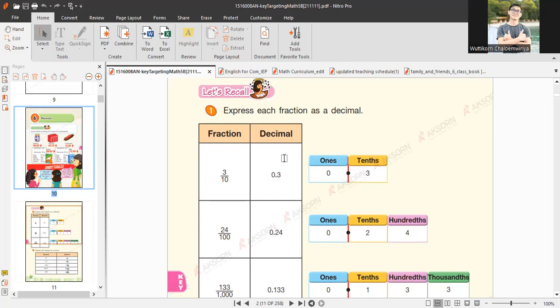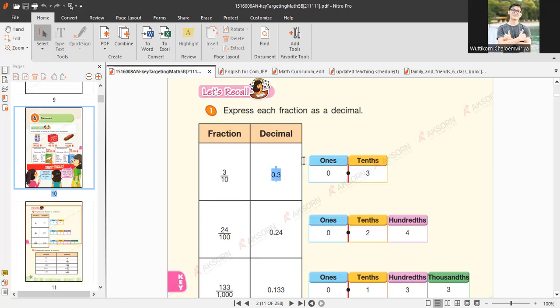When the denominator of the fraction is 10, the decimal is tenths. You write 10 and put th at the end of the 10. 10th is an ordinal number. So here we start from numerator 3. We write 3. Then on the left side of the 3, we put a dot, as you see here. And on the left side of the dot, we put a 0.